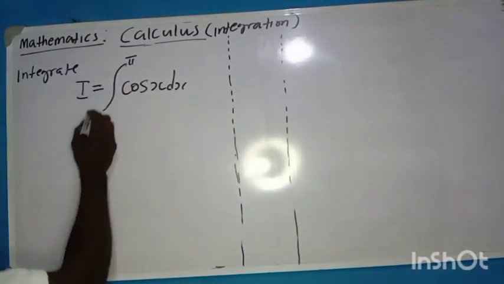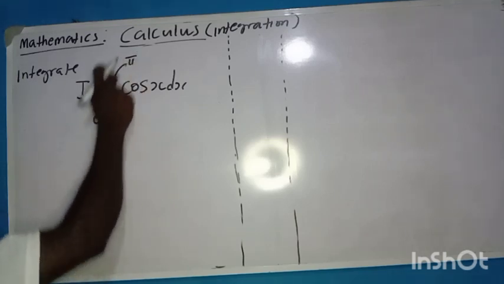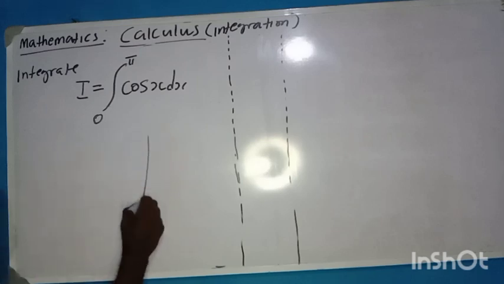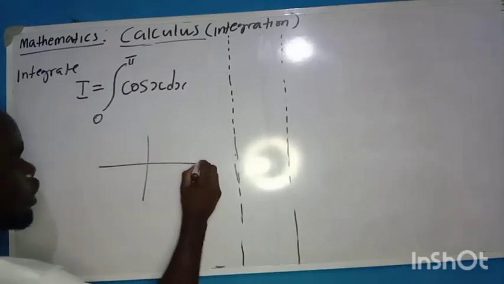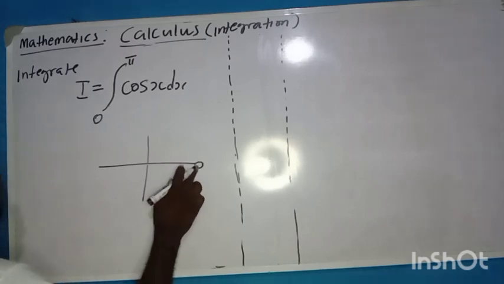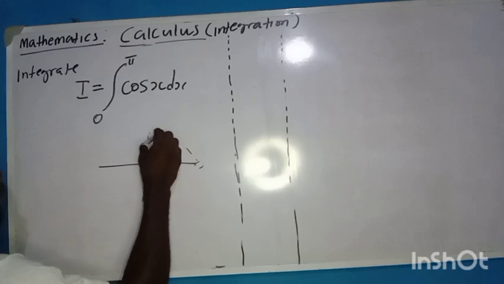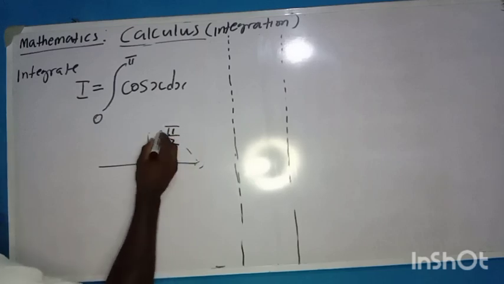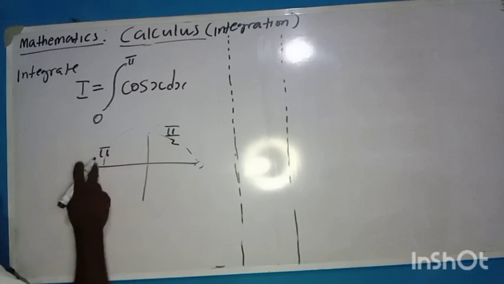Now, if it says you integrate from 0 to pi, that is from 0 to 180. If you look at your Cartesian plane, the first step is to look at the radian angle. If a particle begins from 0 here, when it reaches here, that is 90 degrees. And 90 degrees in radians is pi over 2, right? As we continue on this plane, from here we have pi, which is 180.